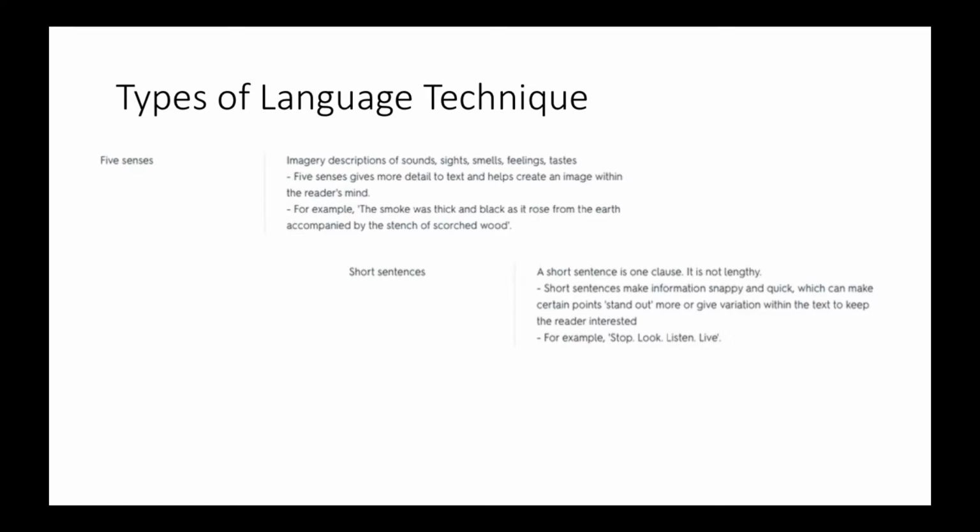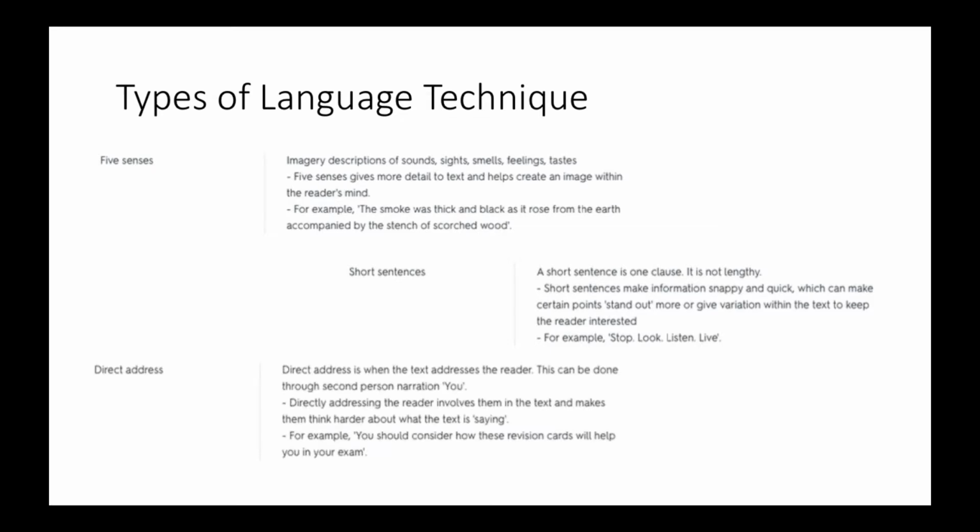So short sentences is also a language technique. A short sentence is one clause, it is not lengthy. This makes information snappy and quick. Something as simple as stop, which can make certain points stand out more or give variation within the text to keep the reader interested. So if you can remember the campaign, stop, look, listen, live, they were all very short sentences. Stop being a one-word sentence, look being a one-word sentence, and so on.